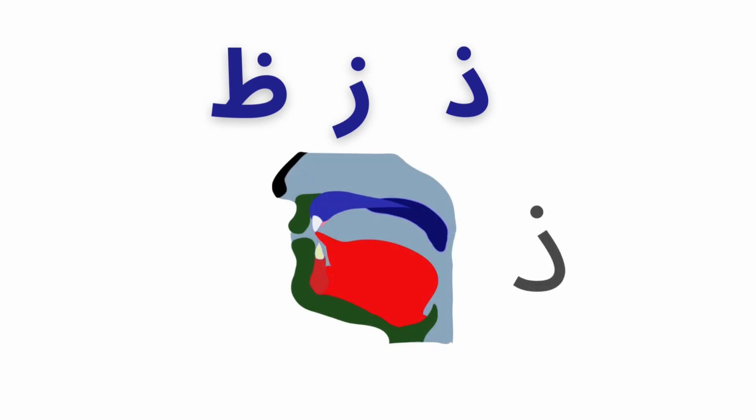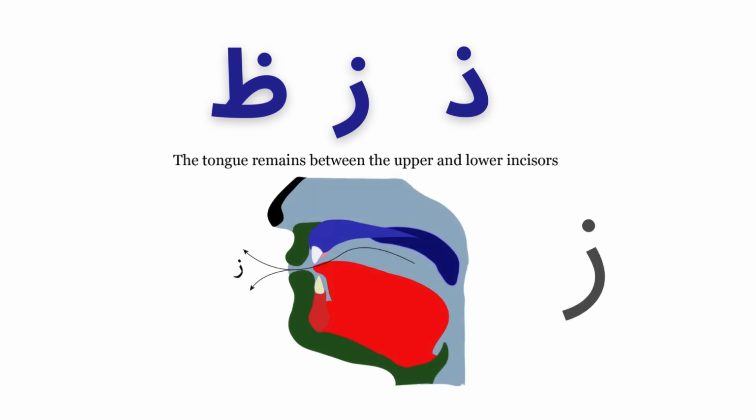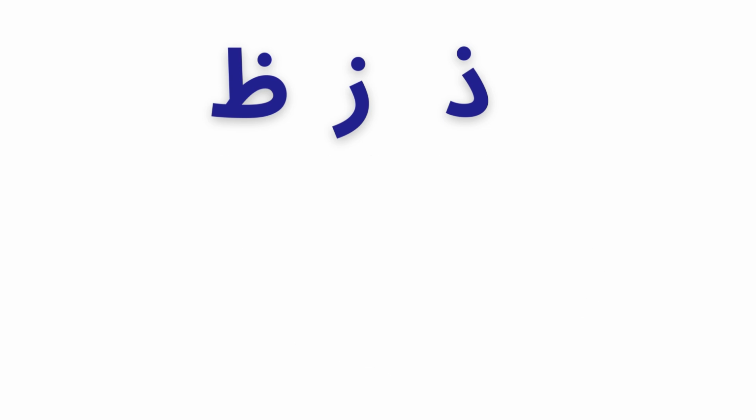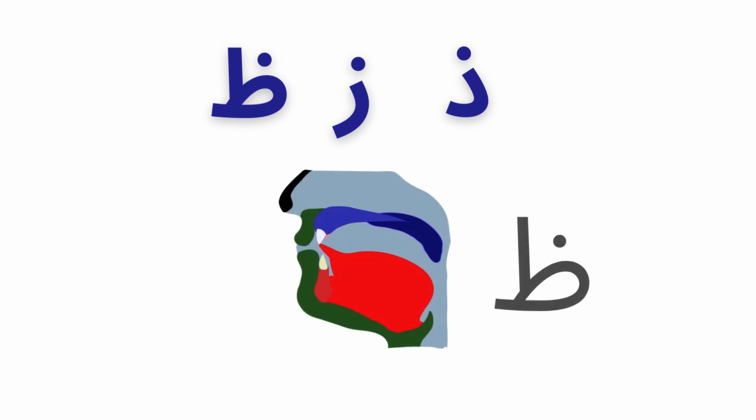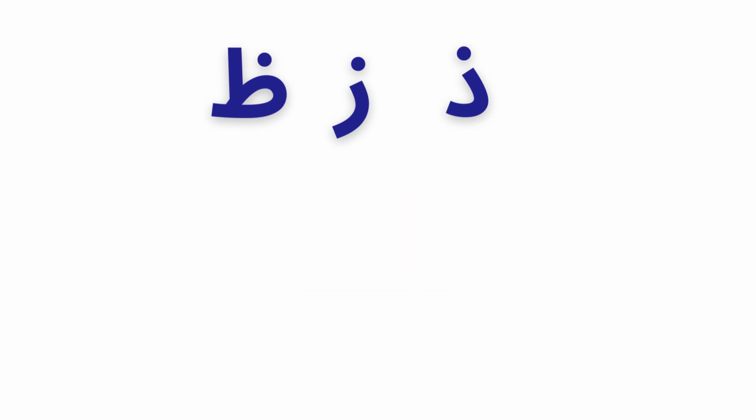Dhal, za, and dho. In dhal, the tip of the tongue touches the bottom of two top incisors. In za, the tongue is placed between the upper and lower incisors, but it touches neither of them. A small space is left above the tongue and below the tongue to strike the incisors. In dho, the tip of the tongue touches the bottom of two top incisors, just like the letter dhal, but dho is thicker.